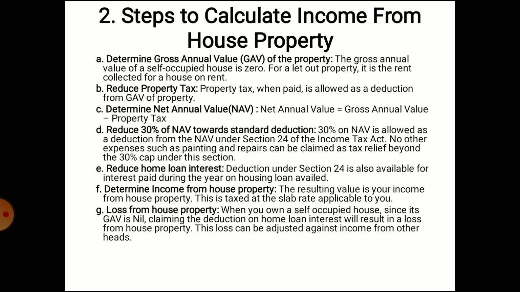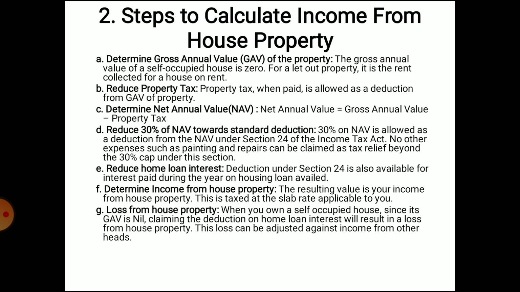Now, how to calculate the income from house property? For our syllabus, only the theoretical part is there for house property, but we need to know the theory. First of all, you need to determine the gross annual value. After that, you have to reduce the property tax from the gross annual value. Once you reduce the property tax, you will determine the net annual value. So net annual value equals gross annual value minus property tax.